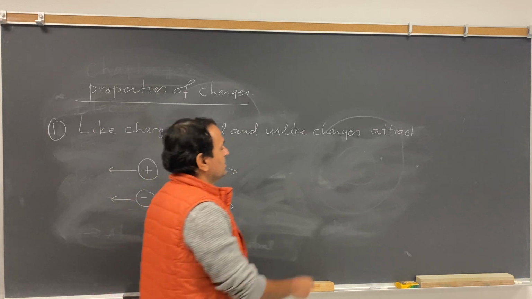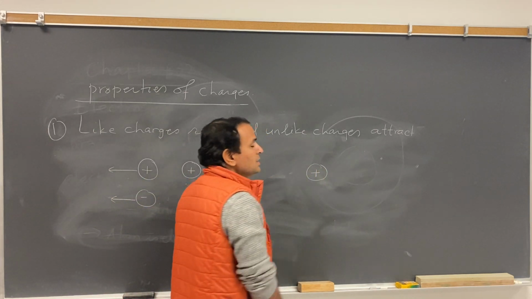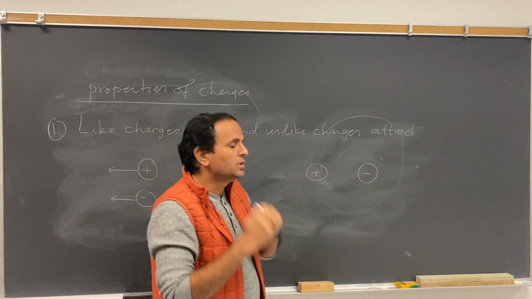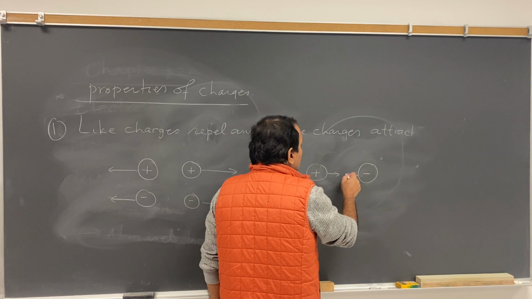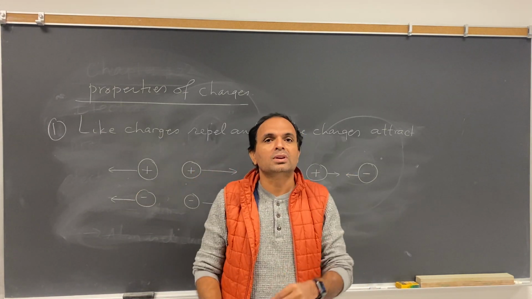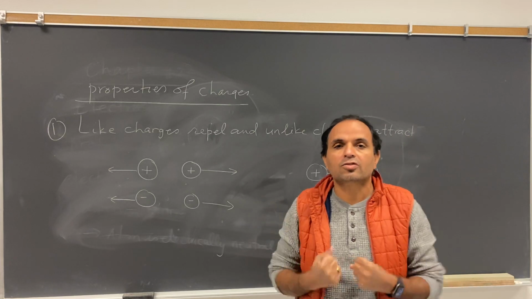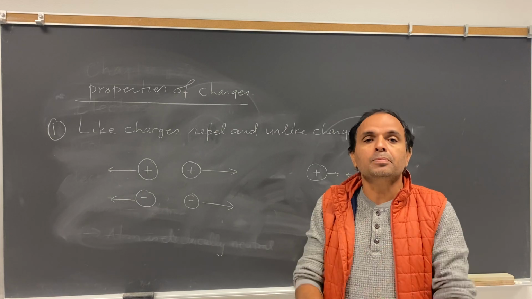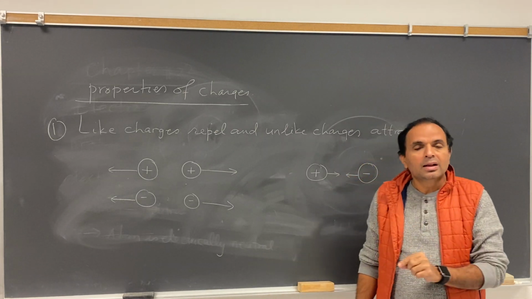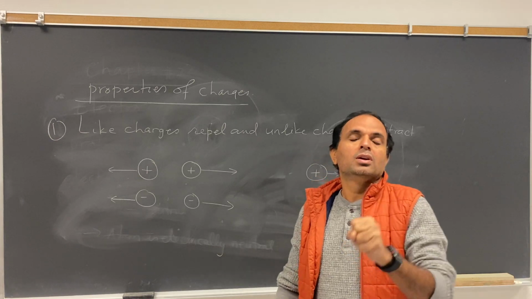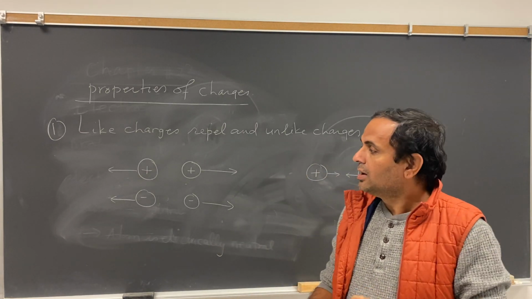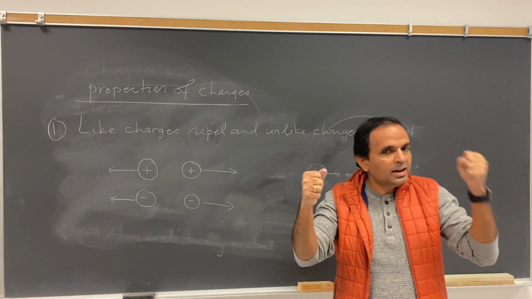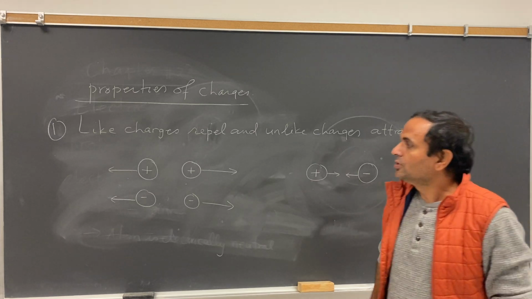But for unlike charges, suppose here you have a proton, positive charge, and an electron, negative charge. They attract each other, like this. The proton and electron are opposite charges, unlike charges, so they attract. Proton and proton, or electron and electron, are like charges, so they repel. There is a repulsive force between two like charges, but an attractive force between two unlike charges. So this is the first property.